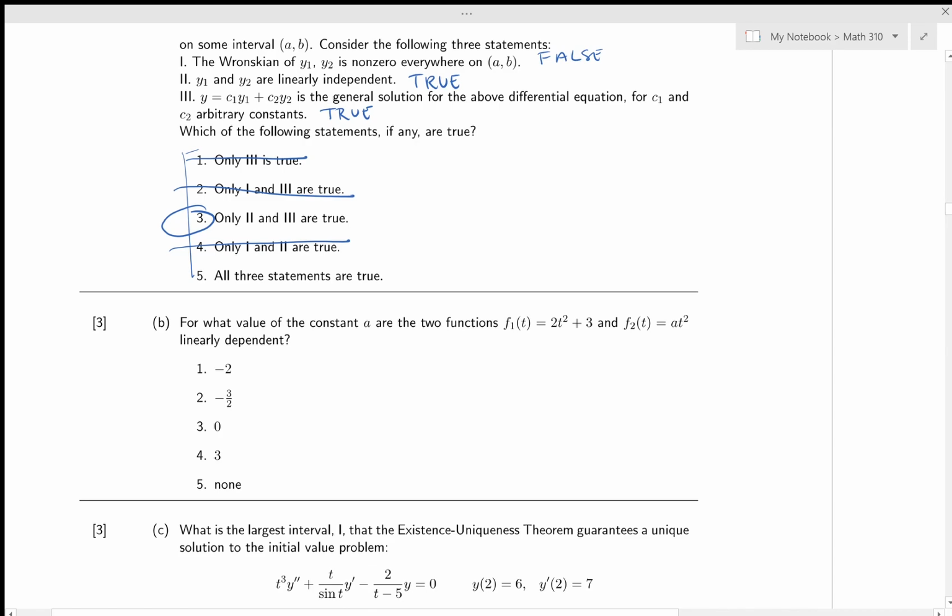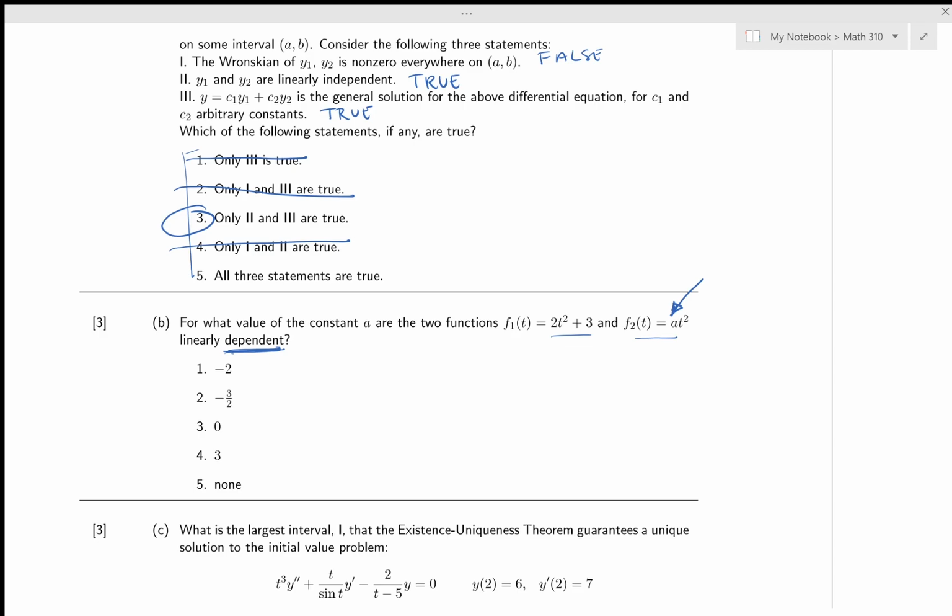a question about linear independence of two functions, or in fact, for what value. Okay, so there's actually a, oh, sorry, I read the question a bit too quickly myself. I'm looking again for what value of the constant a. So I see there's a constant here, and it's asking me for what values of a are these two functions linearly dependent. Okay. So I make sure that I understand then what's the definition of linear independence or linear dependence.